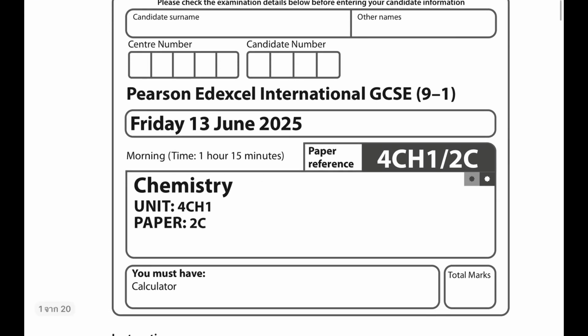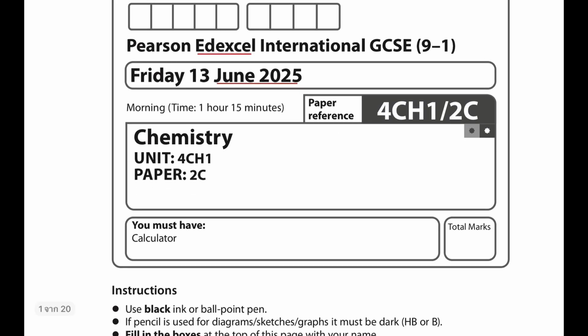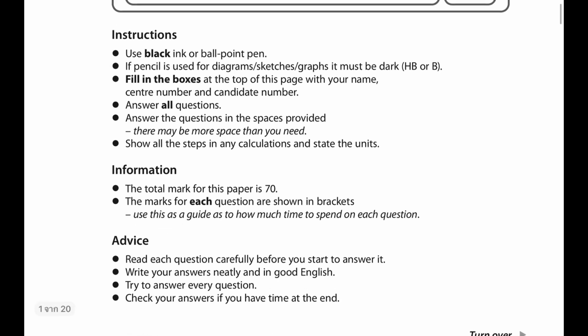Let us move to Edexcel IGCSE Chemistry in June 2025, paper 2C. Starting with question 1.